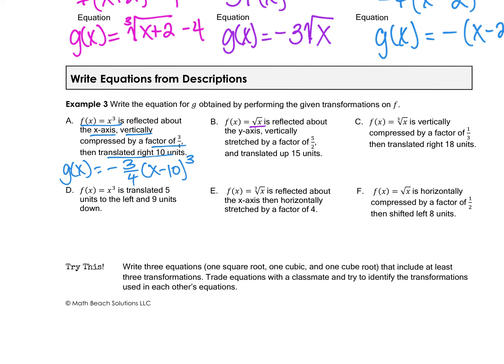Part B, we're starting with square root of x. It's reflected about the y-axis, which changes the sign on the inside. So we'll have negative x, and then it's vertically stretched by 5/2, so that goes on the outside, and translated up 15. So on the outside of the square root, we need plus 15.